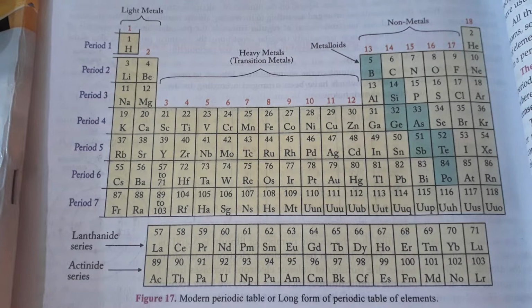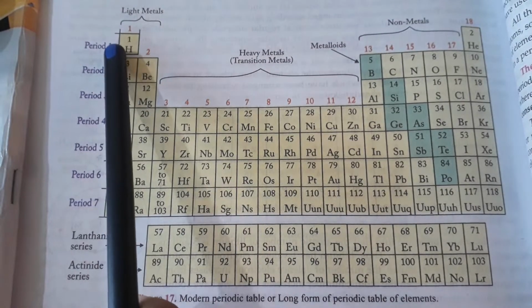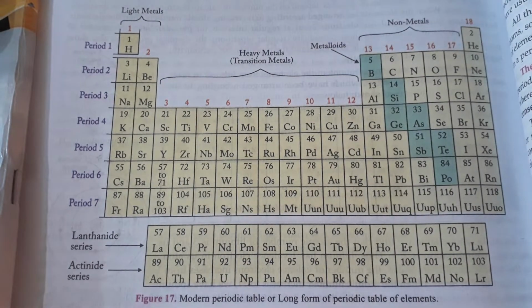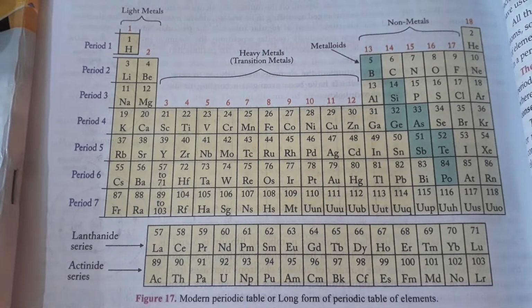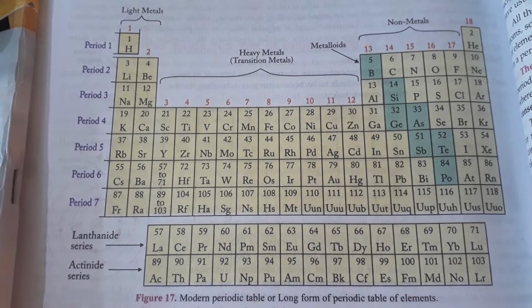So when we are talking about periods, the period number is related to the number of shells. So how many shells are there? K, L, M, N and so on. These are the shells in which electrons revolve around the nucleus. These are particular orbits K, L, M, N, and you have studied about this.